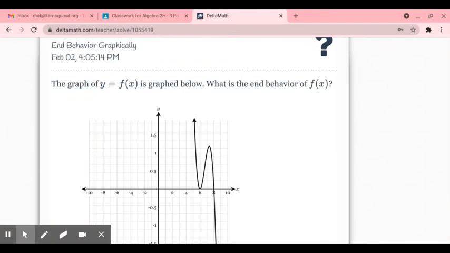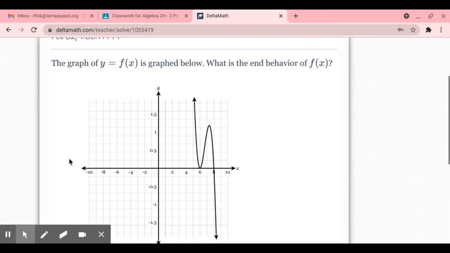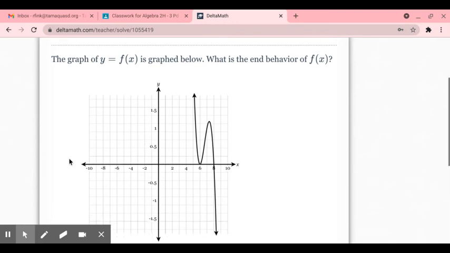I wanted to just quickly put a link on here and explain one of the ways that DeltaMath does things a little differently than we do in our class. We've done end behavior. We do end behavior on that chart. Remember, whether it's positive or negative, or whether it's odd or even. And they're just going to ask you to do end behavior based on a graph instead, because their algebraic end behavior is not the same as our chart.